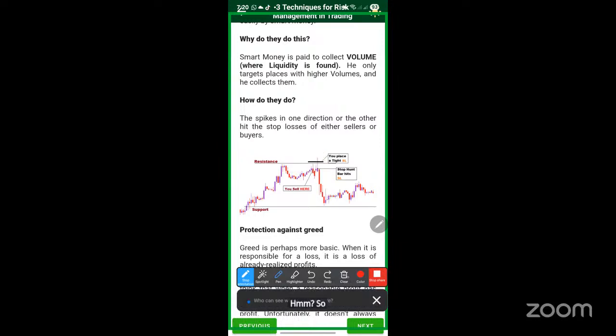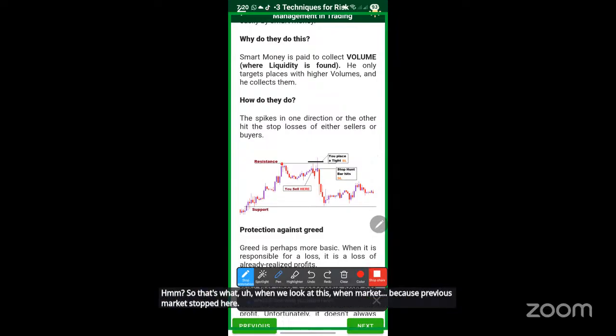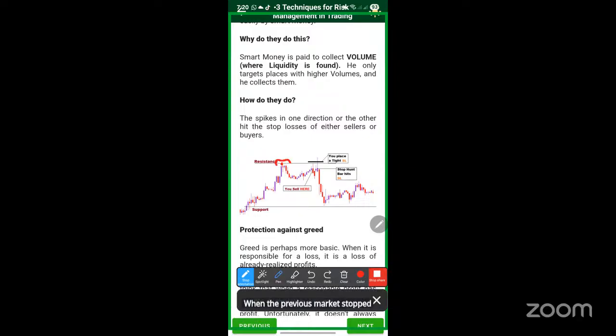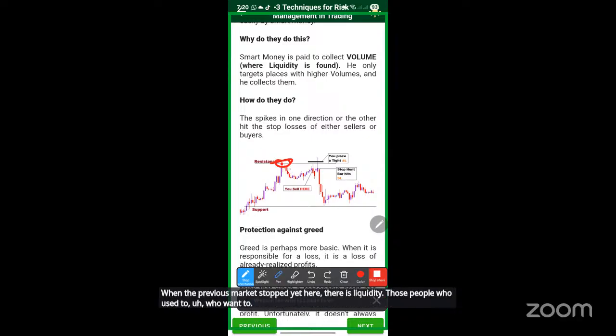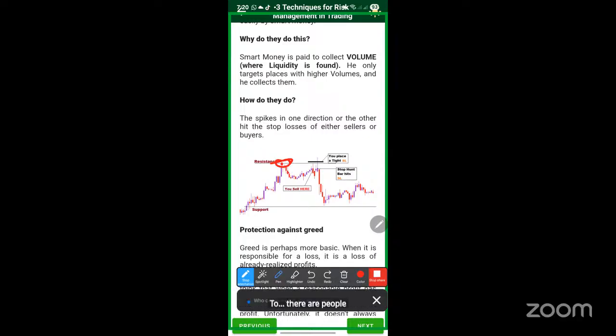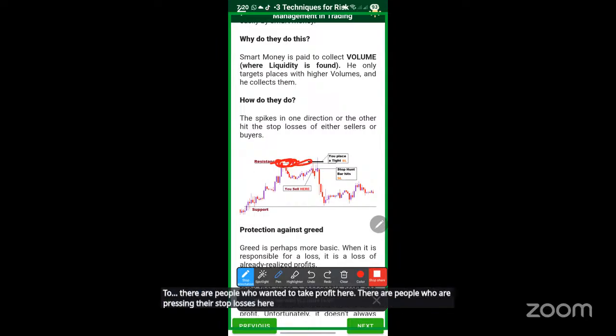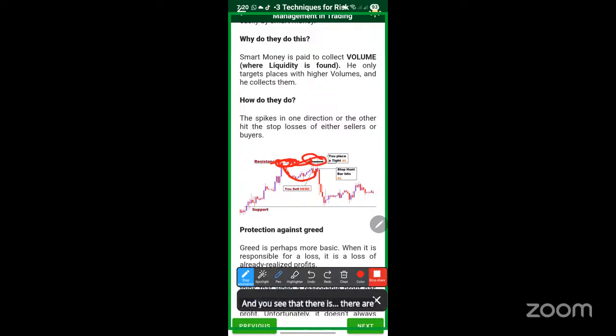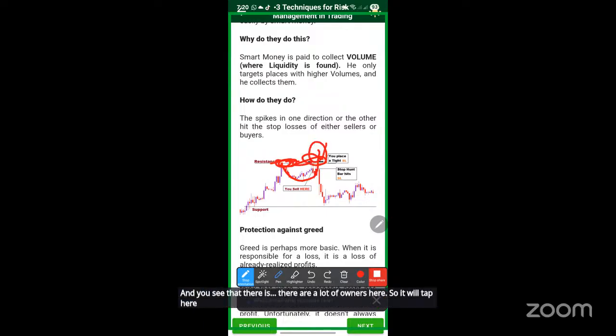So that's what, when we look at this, because the previous market stopped here, there is liquidity. There are people who wanted to take profit here. There are people who are placing their stop losses here, we have seen. So smart money will come and see that there are a lot of orders here. So it will tap here and fetch all the orders that are here, and it will continue in its direction.